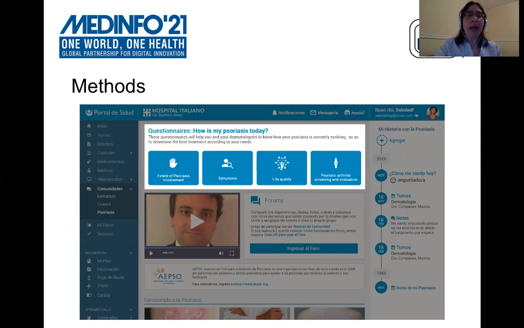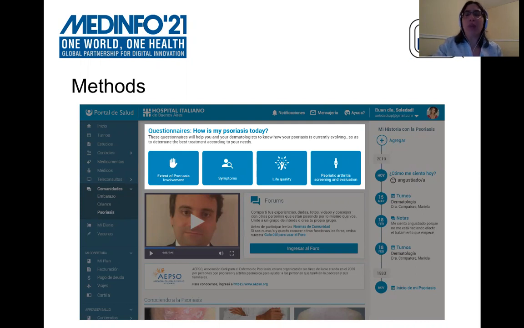So here we are back in the psoriasis community in our PHR. You can see that it has 4 validated self-report questionnaires. One is the patient report of extent of psoriasis involvement. The other is the psoriasis symptoms inventory. The other is a dermatology quality of life index. And the last one is the psoriatic arthritis screening and evaluation questionnaire.